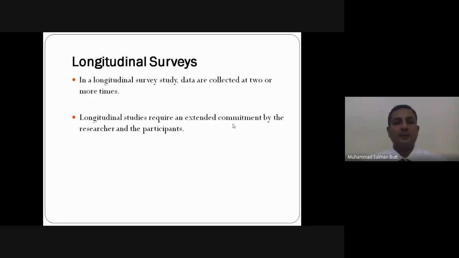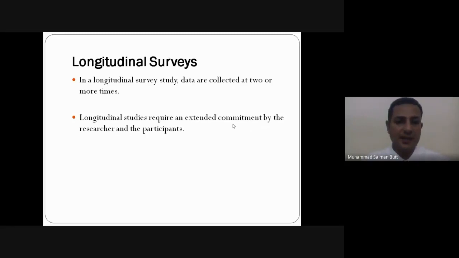The second type is the longitudinal survey research. As we know now that the cross-sectional is one point only, whereas the opposite to that one will be the longitudinal survey research. The longitudinal survey research is defined in your book as a study research in which the data are collected at two or more times. Longitudinal study design requires an extended commitment by the researcher and the participant.